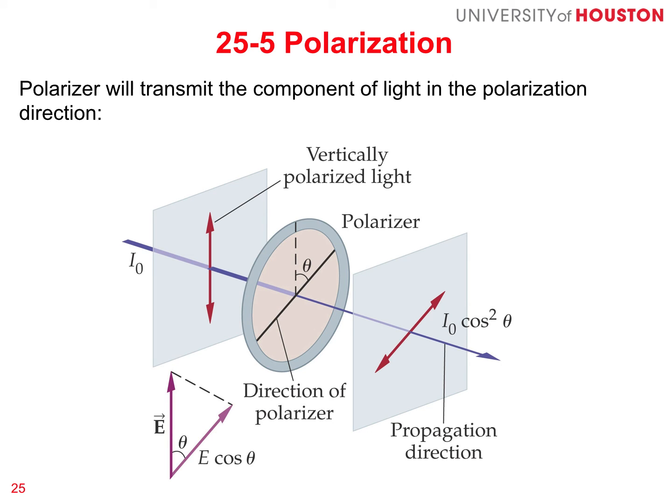Now, when polarized light travels through a polarizer, there will be a component in the direction of the polarizer that will be transmitted. The component relates to the electric field, so the electric field that survives will be cos theta times smaller. Since the intensity is proportional to the electric field squared, that means that the intensity that survives will be cos squared theta smaller.